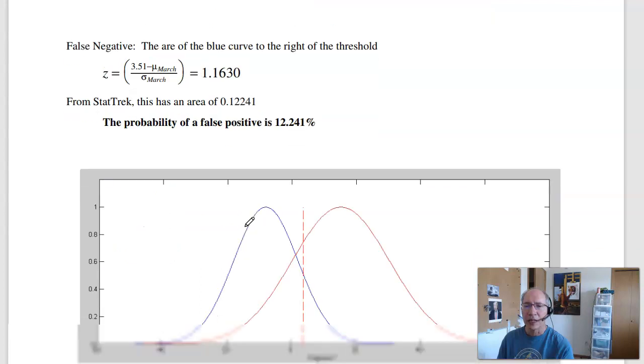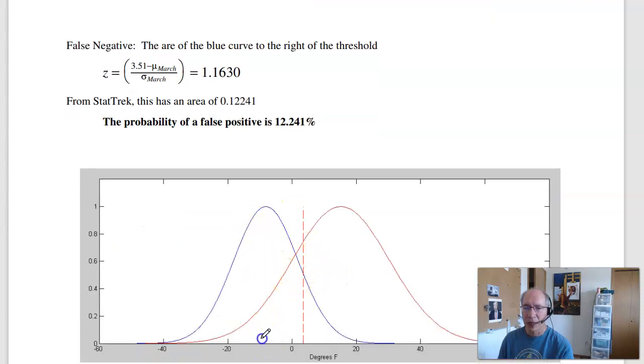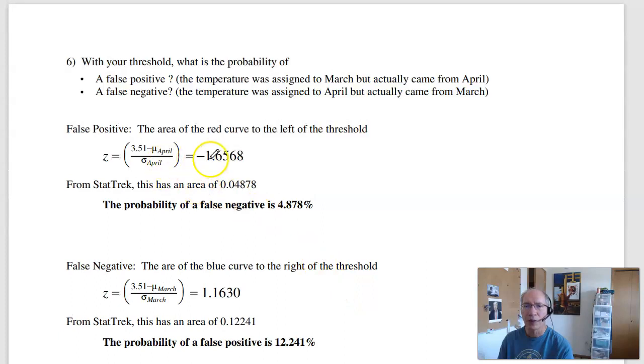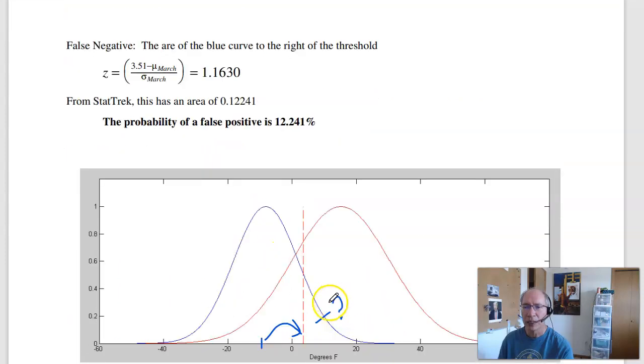To determine that, I take, for false positive, how far is my threshold from the mean in terms of standard deviations? Find this area. So for false positive, I am 1.65 standard deviations away. The area is 4.8%. So this area is 4.8%. That's a false positive. A false negative, I'd go from here. How far is my threshold from the mean of April? In terms of standard deviations, it's 1.16. Find the area of the tail. The tail is 12.2%.